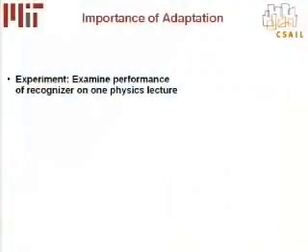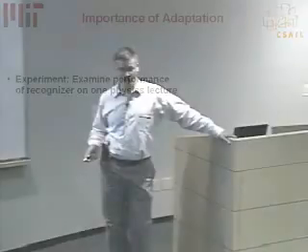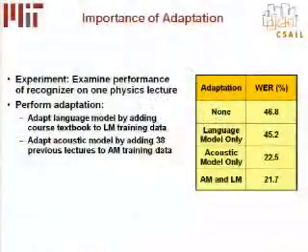So here we're just looking at that one physics lecture, because for this particular lecturer we had two courses' worth of data. So what I did was I took all of the other course that he taught and used that as adaptation data for the acoustic model. He taught a course on classical mechanics and a class on electromagnetics. I took all the electromagnetic lectures for adaptation data and then used it for his classical mechanics talks.